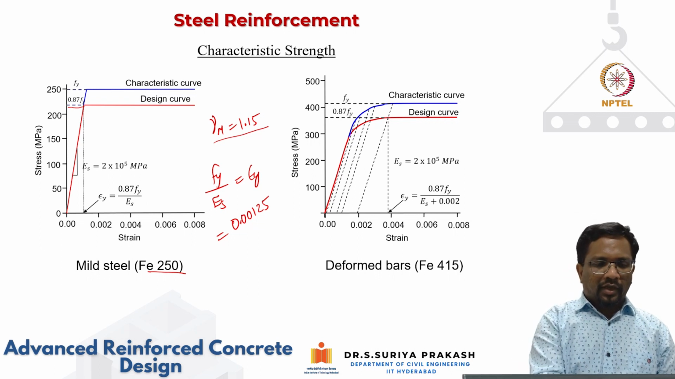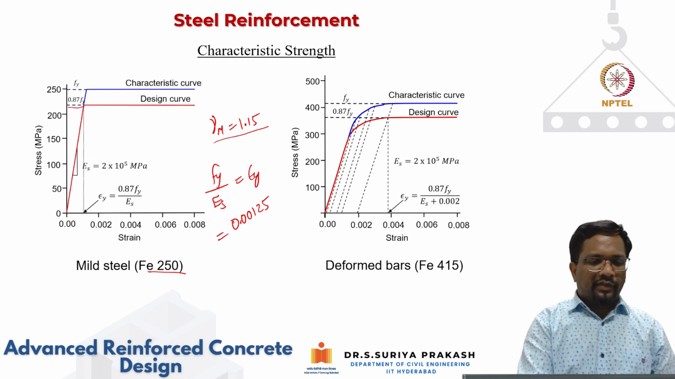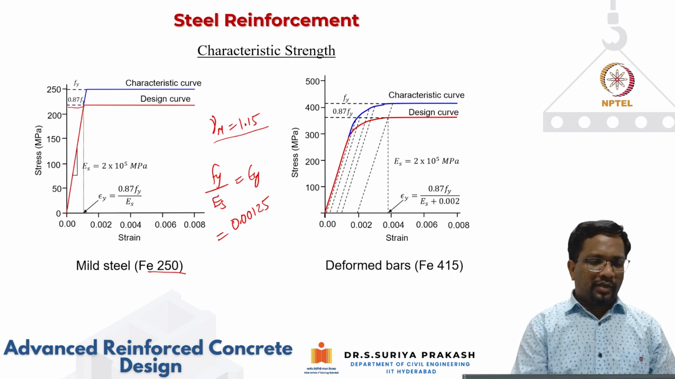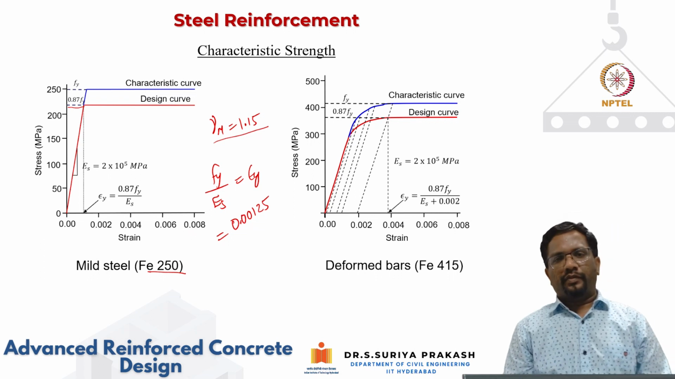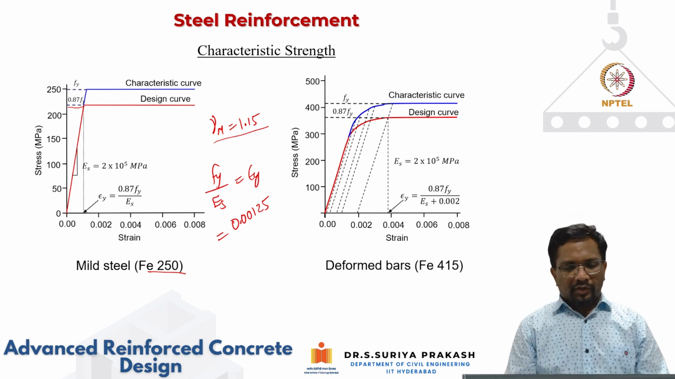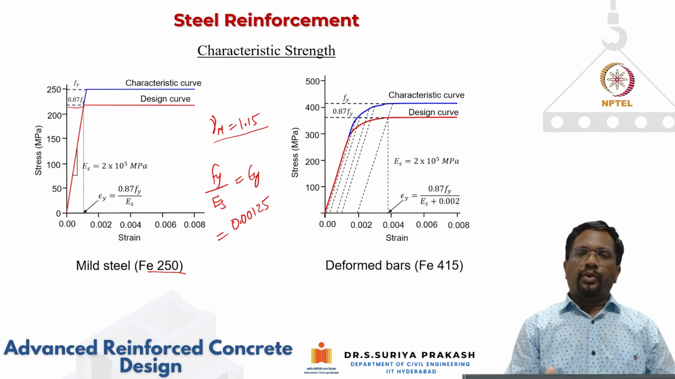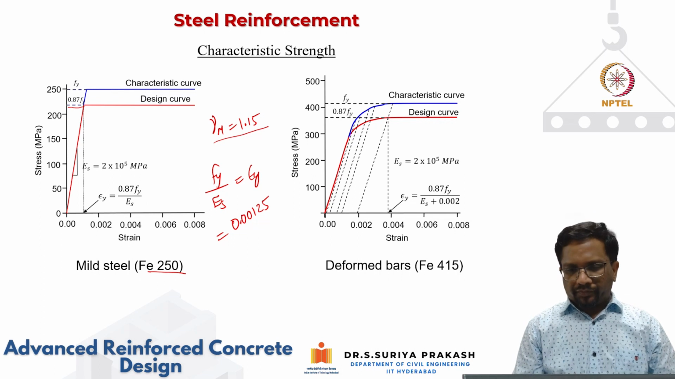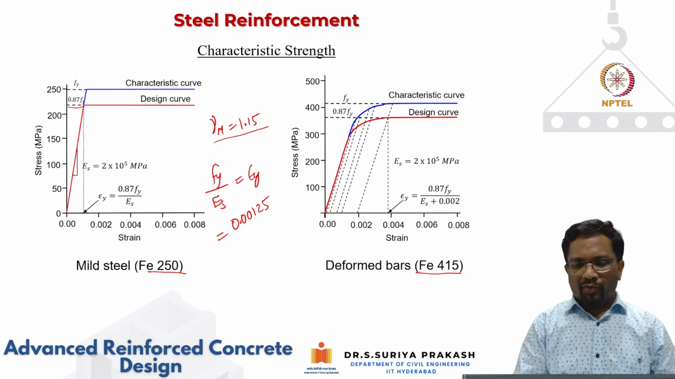One thing to note here compared to concrete is that this partial safety factor is applied only from yielding, it is not applied at all levels of stress, because steel is manufactured in a factory. The quality control is expected to be better, so we don't reduce the stress strain curve at all levels, only close to the yield, and after yield we reduce the characteristic curve by the partial safety factor. And this is the design stress strain curve that is specified for Fe415 steel.